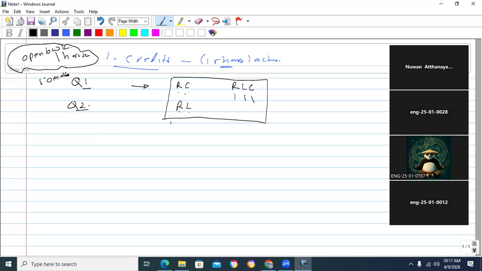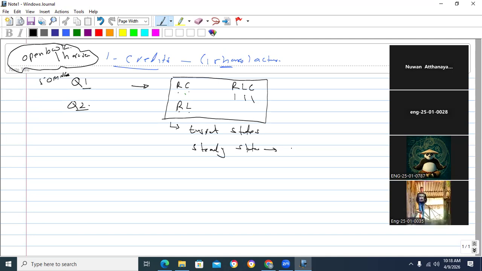You will have to study both transient and steady state. We have discussed transient state and steady state. Actually, steady state is very easy. In steady state, you can consider capacitor C as an open circuit. This is when the DC sources are available.